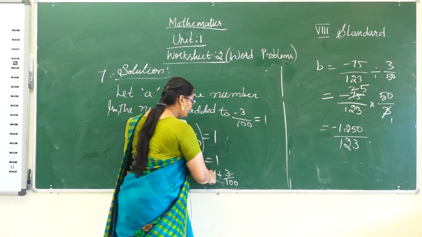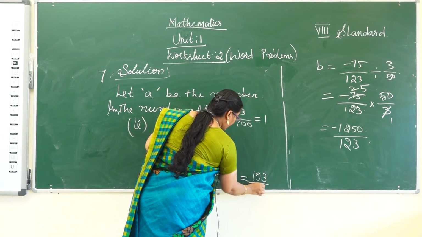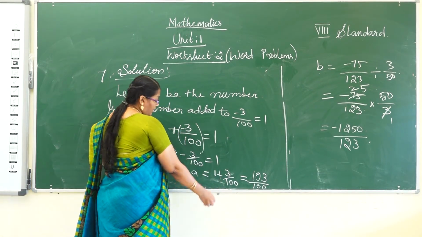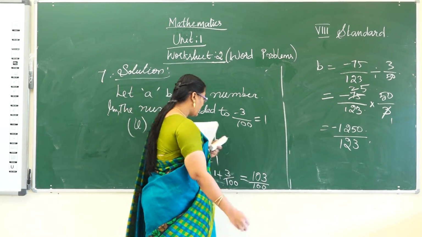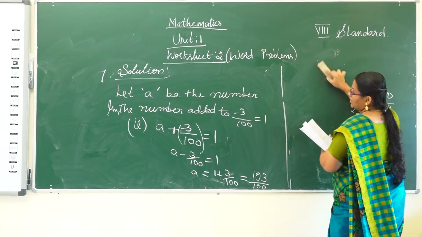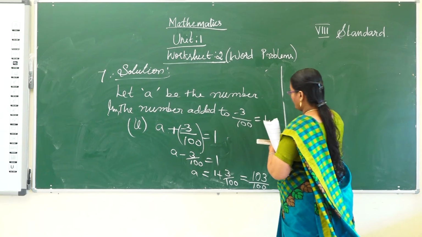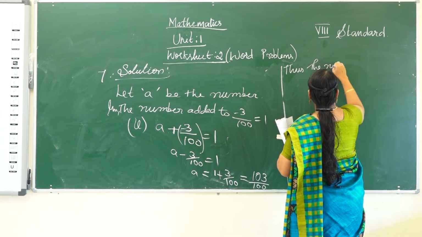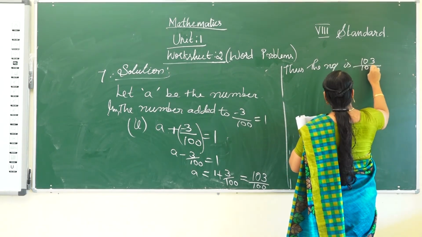So what is the value? 103 by 100. Is it? So take the LCM. So the LCM is 100. So numerator and denominator are multiplied by 100. So 100 plus 3, 103 by 100. So the answer is 103 by 100. Thus the number is 103 by 100.